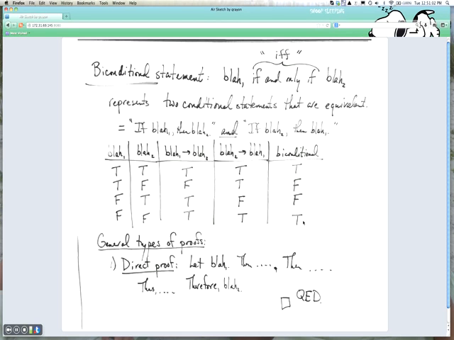And we talked about direct types of proof, and I was getting a little short on time, so I didn't spend a lot of time with this.